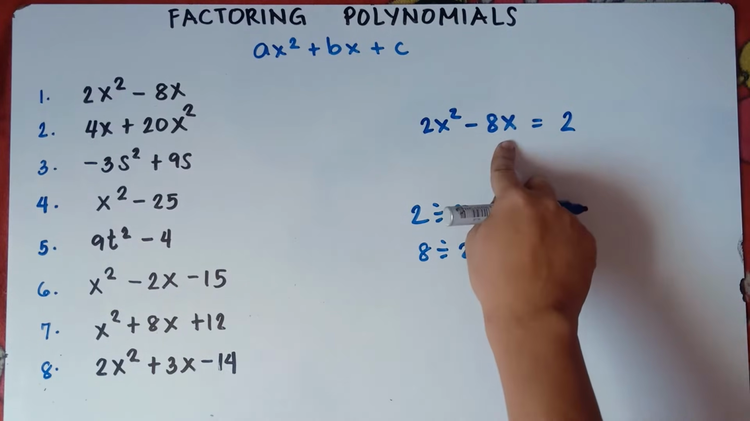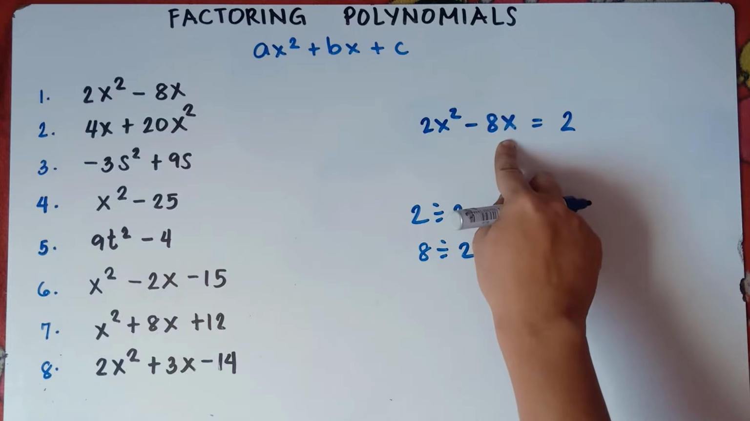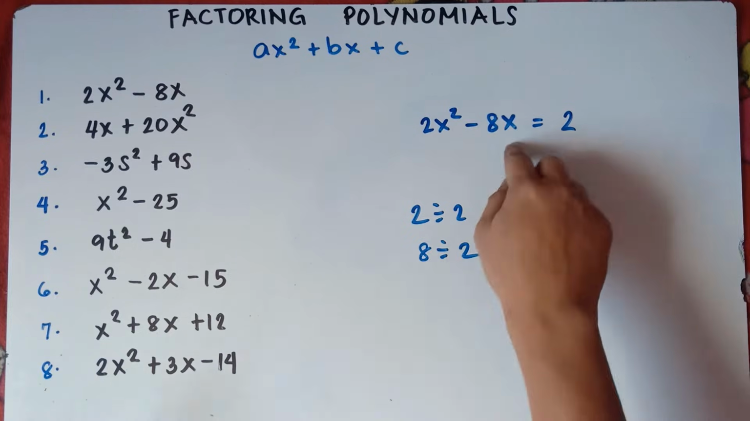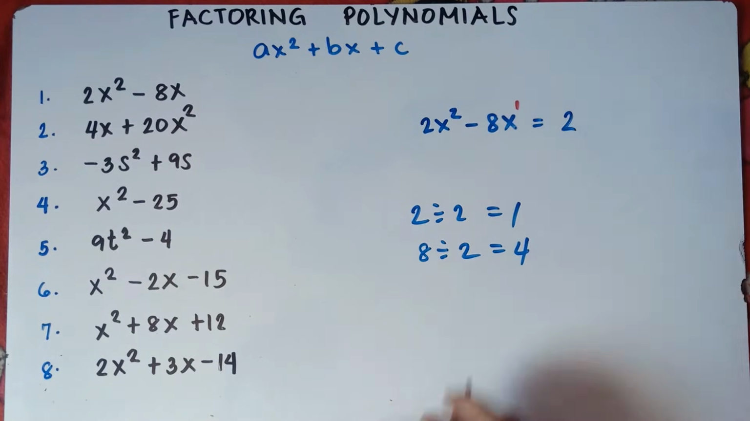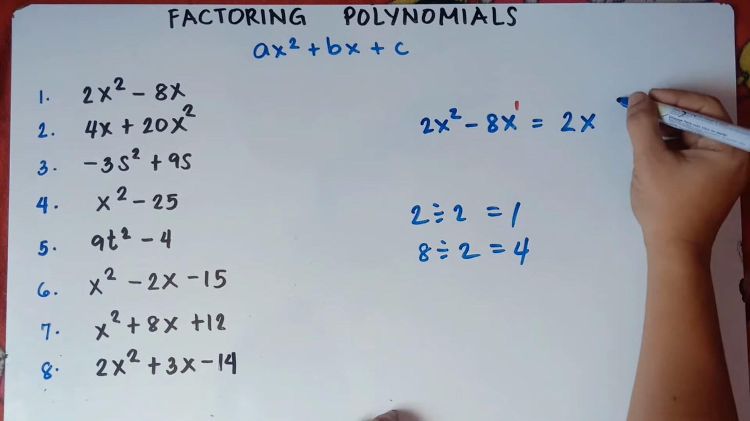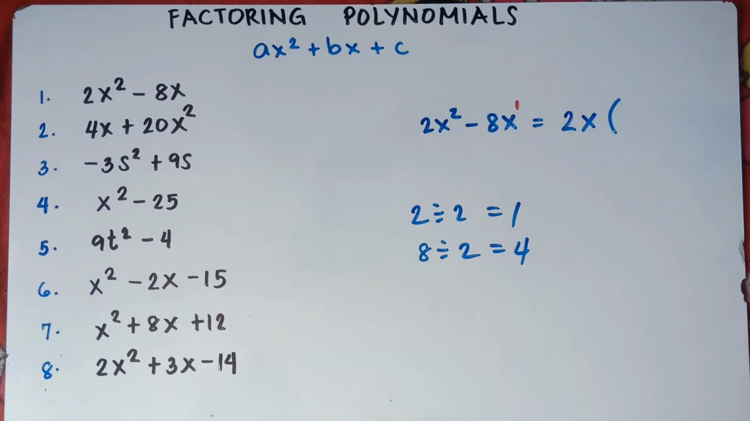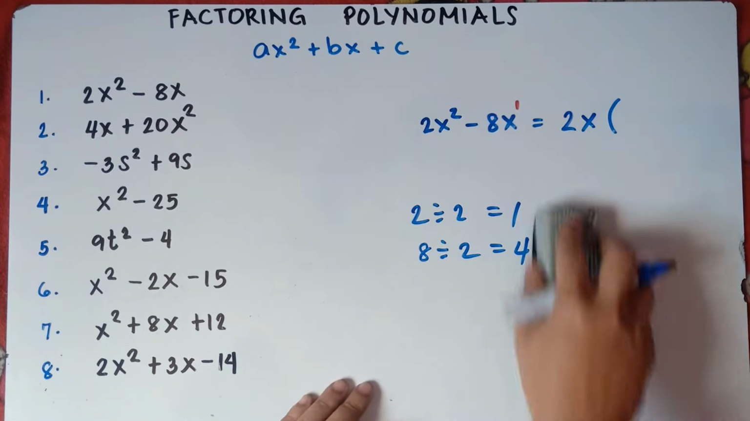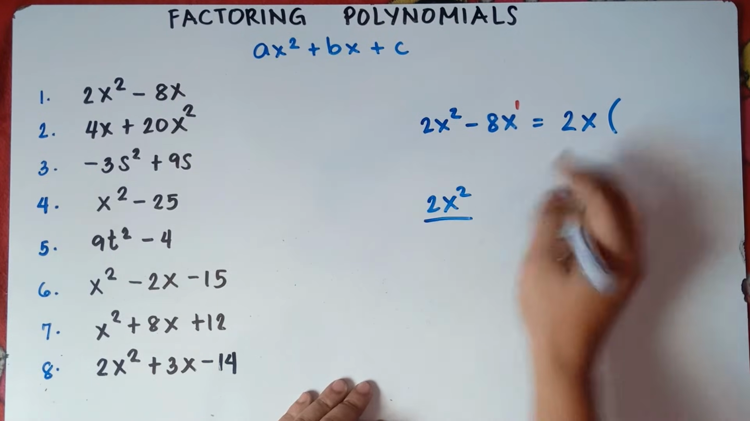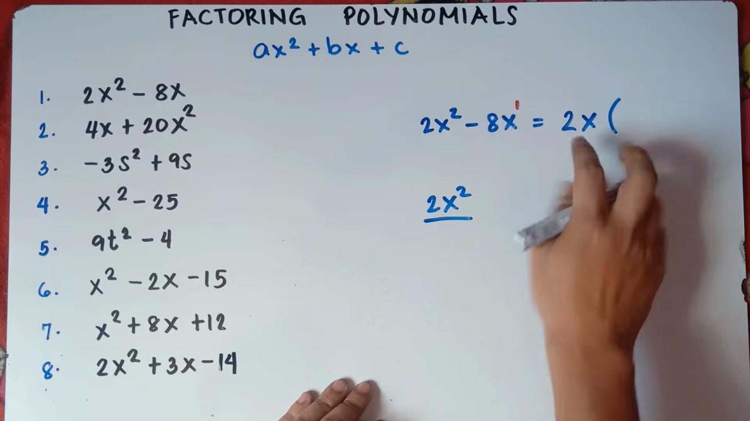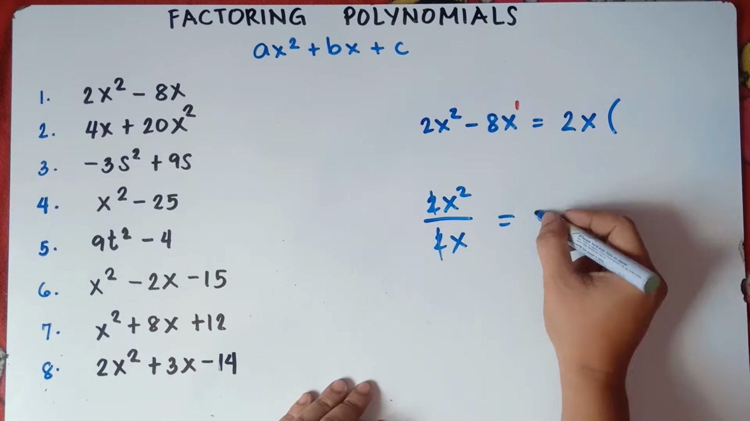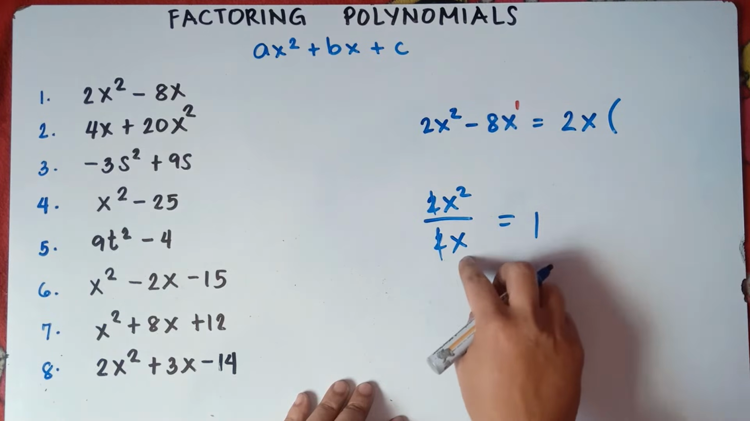Now with regards to the variable, you just need to select the variable with the least exponent. So this is actually x here. Understood that the exponent is 1, so we select x. And then you put parentheses, then you divide. Okay? Simple as that. So 2x squared divided by 2x. You divide this 1. 2 divided by 2 is 1, and then x squared divided by x.